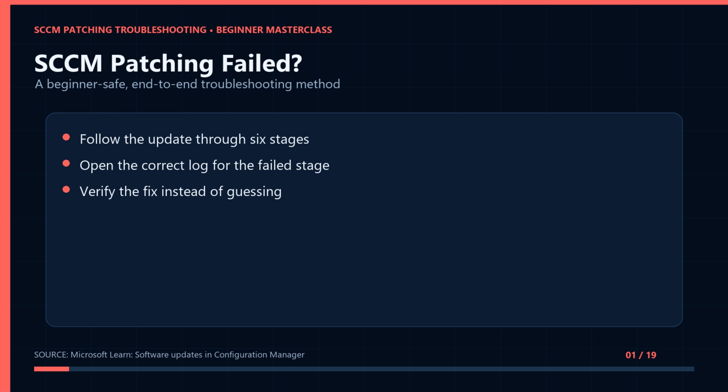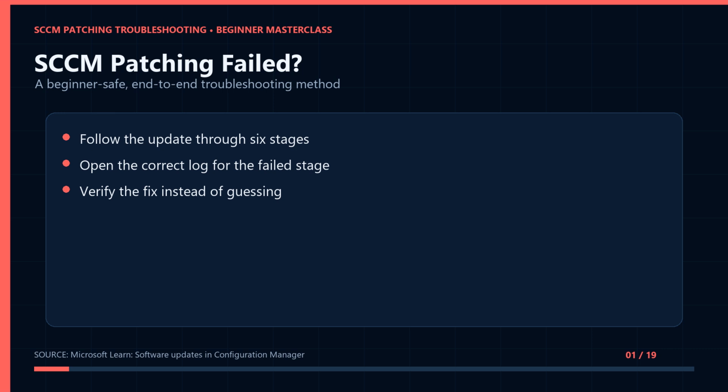Example 1, monitoring shows unknown and the client has no fresh scan. Read Scan Agent, Location Services, WUAHandler, and Windows Update. Prove the assigned software update point and scan result. Example 2, Software Center stays at 0%. Read Content Transfer Manager and Data Transfer Service. Decide whether no location was returned or the transfer failed.